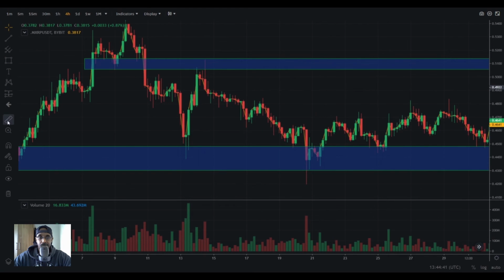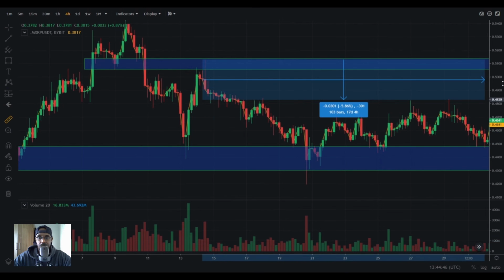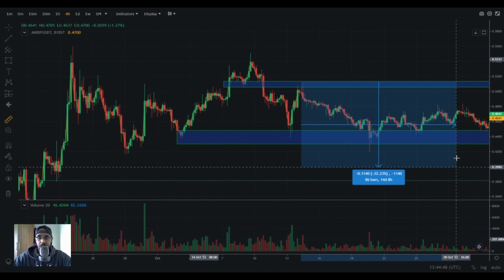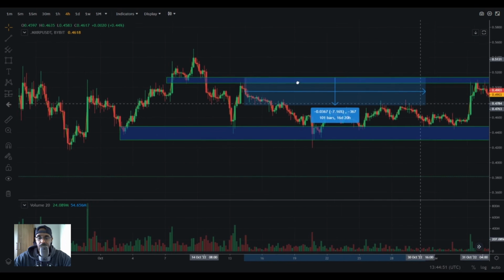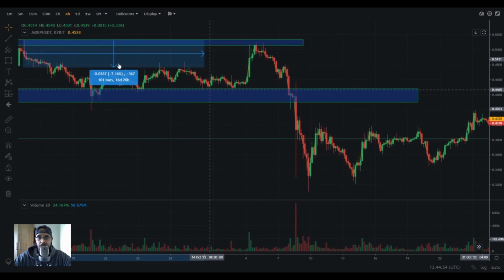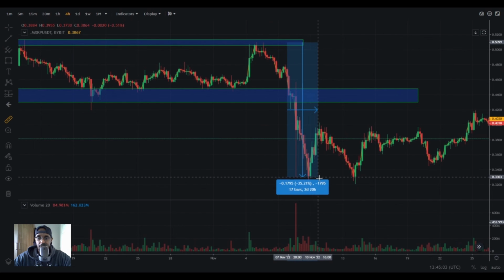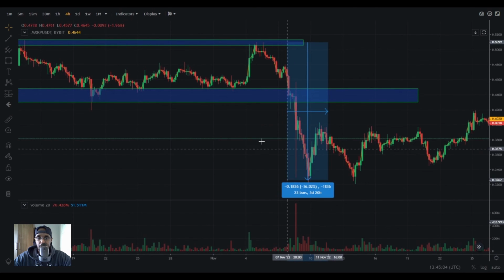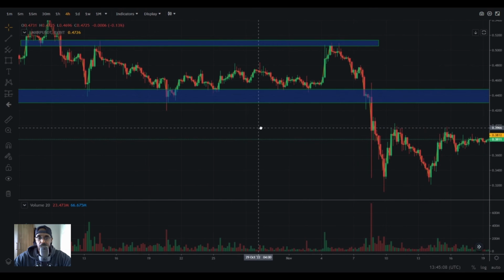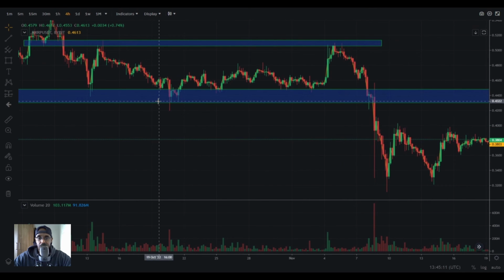But if you held on for a little bit longer, anywhere from here, and I'll show you exactly what I mean. Let's get the measurement tool out again. Then yeah, you could easily make 35%, but obviously what happened here was before making that 17%, it then went sideways, started to climb up a little bit before we came back up to your entry point and went further back down.